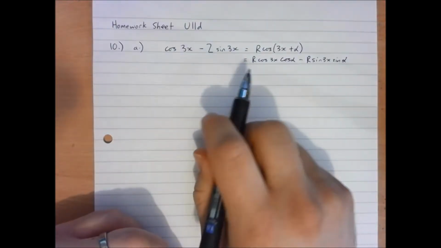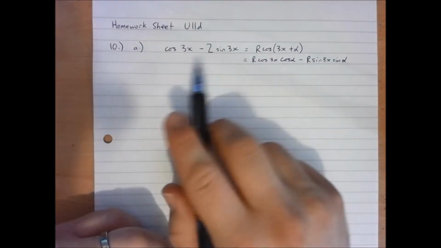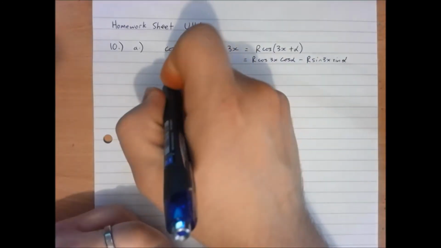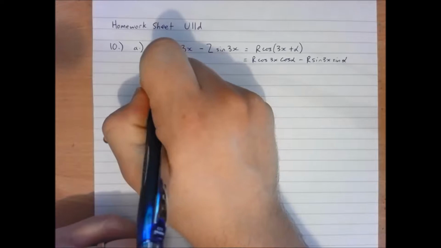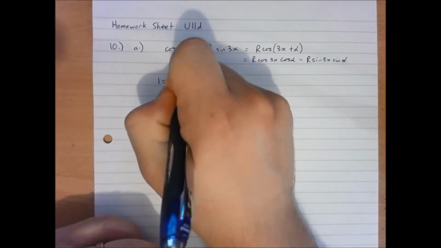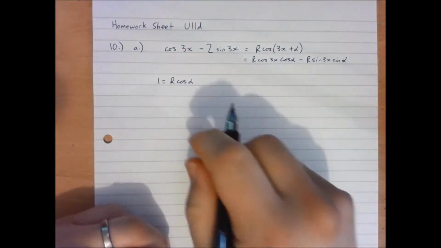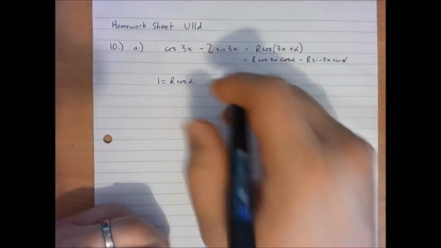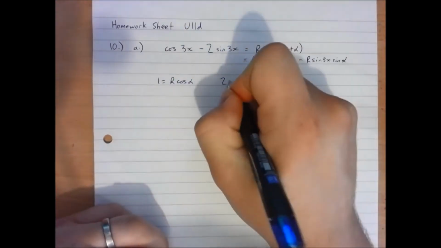We can then compare the left and right hand sides and compare the cos 3x terms with each other and the sin 3x terms with each other. If I compare cos 3x terms, I get 1 is equal to r cos alpha, and if I compare sin 3x terms, I get minus 2 is equal to minus r sin alpha, so that simplifies to 2 equals r sin alpha.